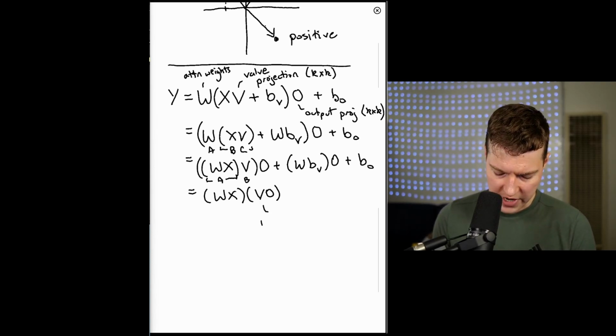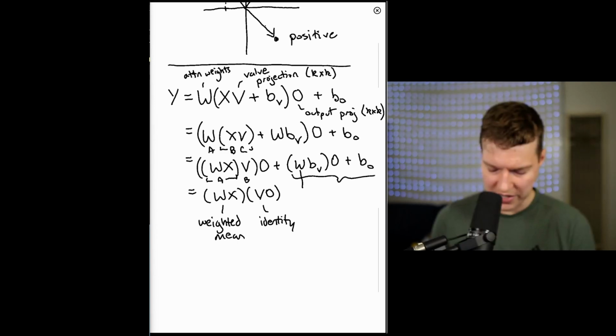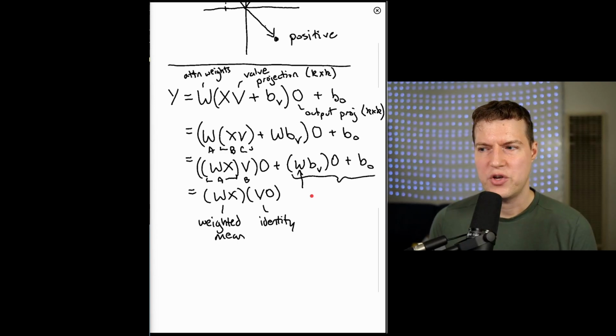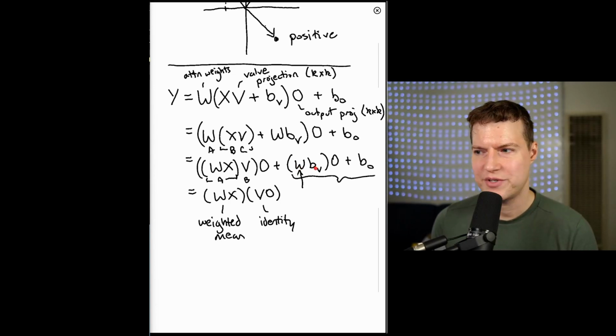If VO is the identity matrix, then I've just got this as a weighted mean, which is exactly what I showed you. But you could say, well, I've got all this other stuff, and that's dependent on the weights. So what's amazing is that this quantity here, the weights times the value biases, is actually just equal to the value biases. I can get rid of the weights entirely.